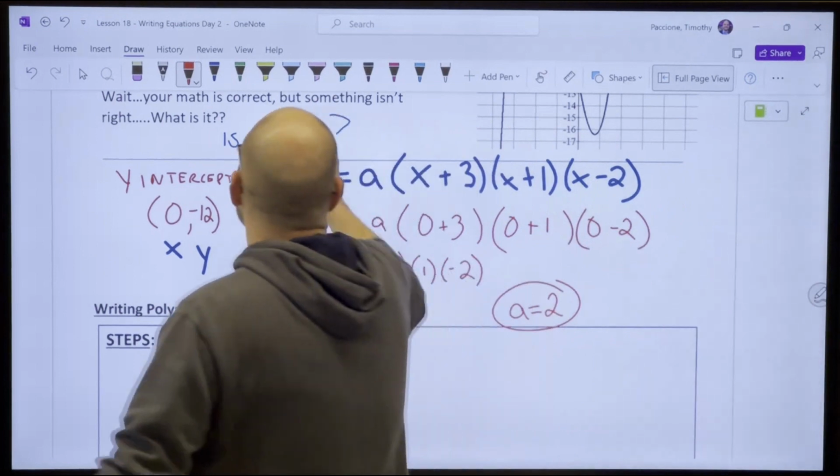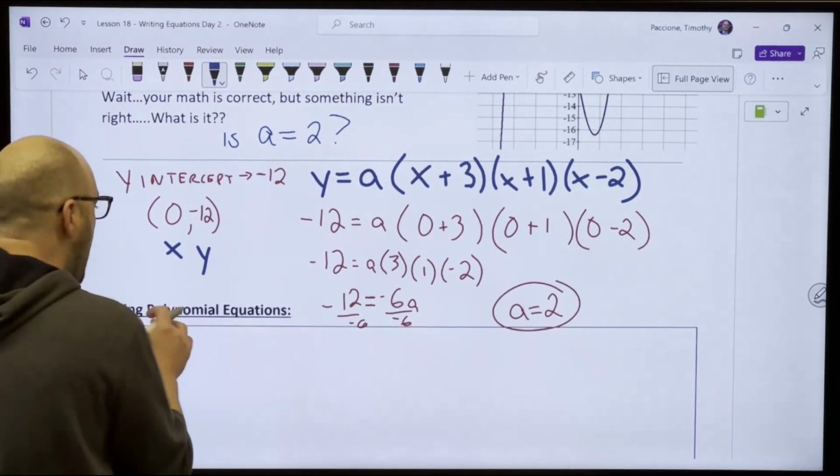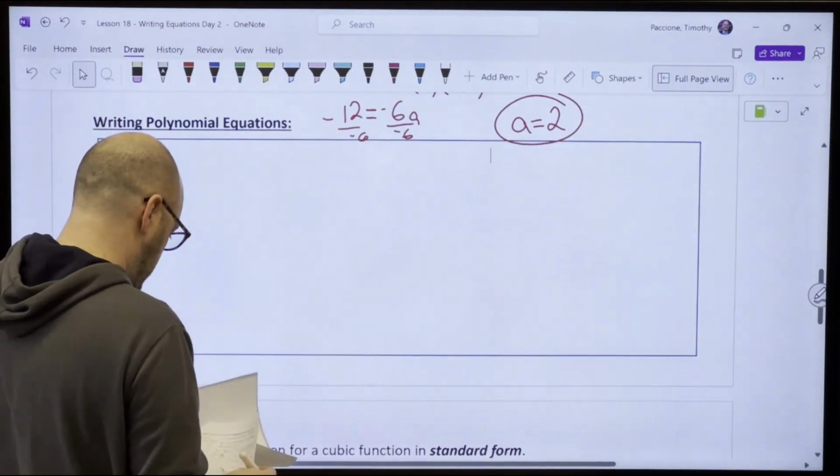So we need to be able to use the strategy. Oh, that's it. Can't we just guess? No. What if it's like 1.76? I don't know. You've got to be able to solve for it. All right, so let's write down some steps real quick, and then we'll do a couple problems, and then you will have your weekend.